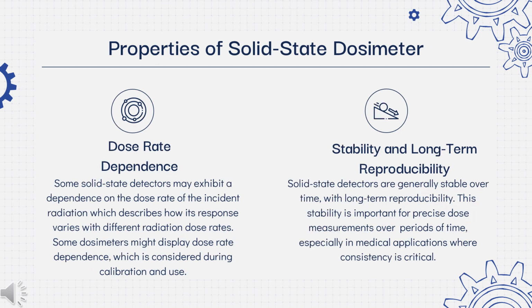Dose rate dependence. Some solid-state detectors may exhibit a dependence on the dose rate of the incident radiation, which describes how their response varies with different radiation dose rates. Some dosimeters might display dose rate dependence, which is taken into account during calibration and use. But in reality, dose rate may influence the dosimeter readings, and the appropriate corrections are necessary.